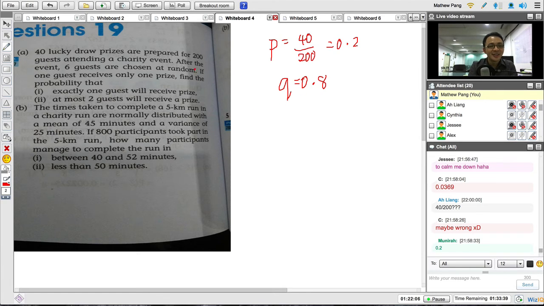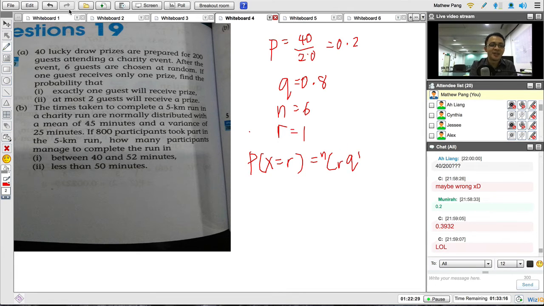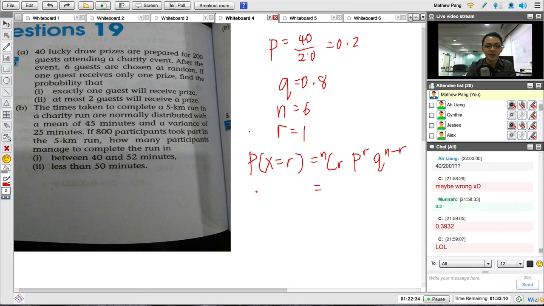Alright, over here he said after the event, 6 guests are chosen at random, so n equals 6. Find the probability exactly one guest will receive the prize. So I know r equals 1, because only one guest will receive the prize. So X equals r, and the formula is nCr times p to the power of r times q to the power of n minus r. In this case, X equals 1, so it will be 6C1 times 0.2 to the power of 1 times 0.8 to the power of 5.